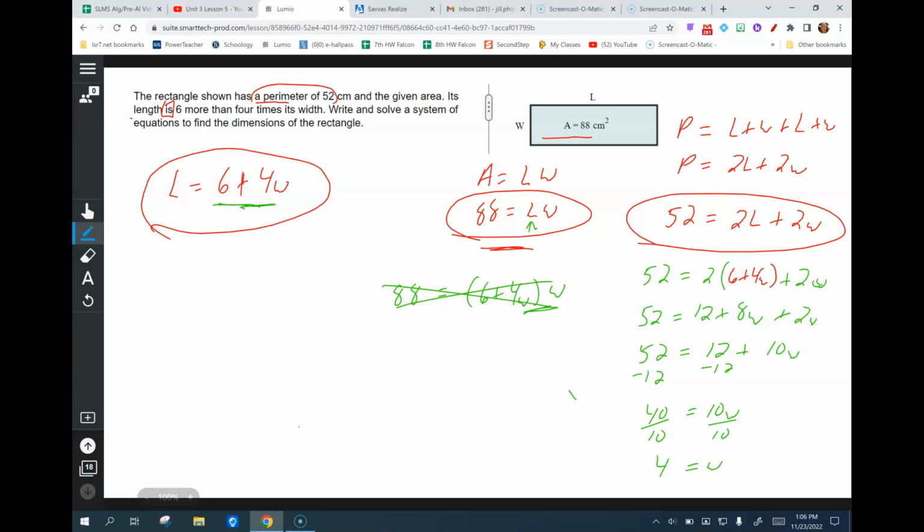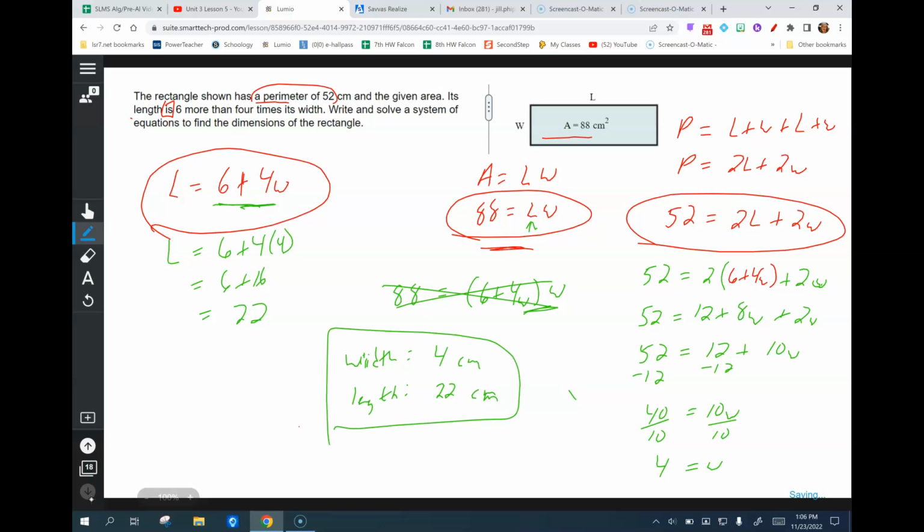So my width is 4 centimeters. Let's go find the length: 6 plus 4 times 4. So we get that the length is 22 centimeters. So that problem just gave you more than we needed, but hey, that was great setting everything up, and we found our answer, and that's what matters. Just pay attention to that. Good.